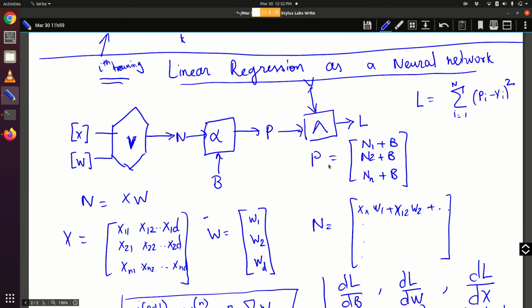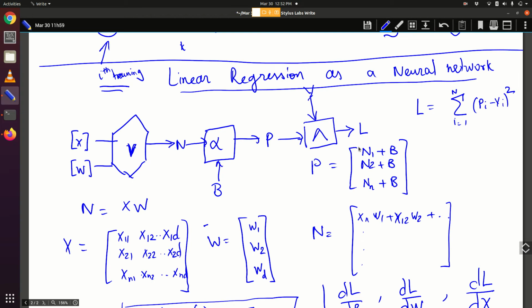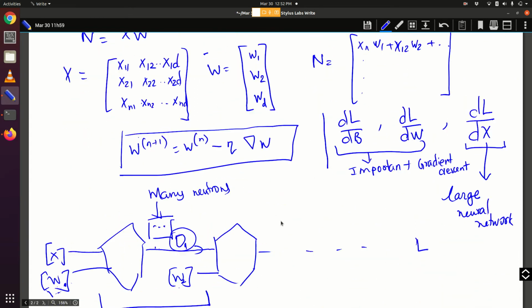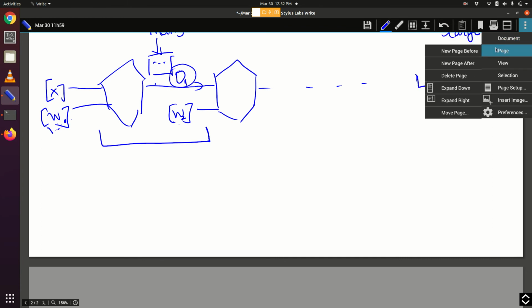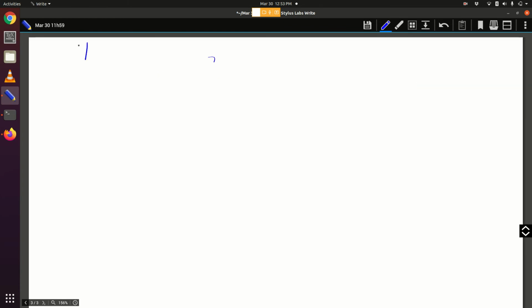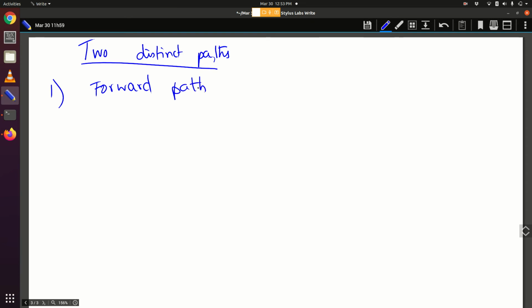So now let's systematically try to get derivatives at every point. First of all, what happens at every layer is very clear. I do xw and I will get n, and once I get n, I don't care about the previous layers. There are two distinct paths. In the forward path, once you compute an output and pass it to the next layer, that's it.